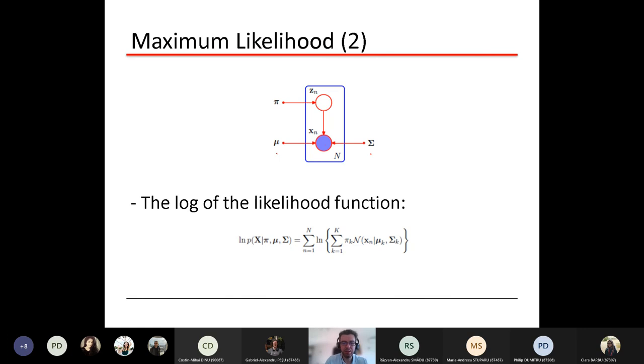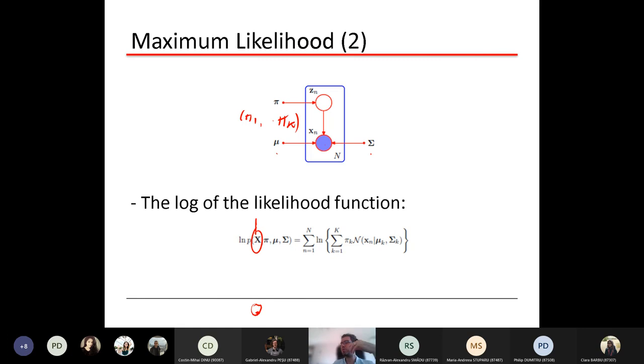Cool. So the log likelihood function now, for all the observations. X is the set of all the observations, and we compute the log likelihood of all the observations. P is the set of all the mixing coefficients, an array from p1 up to pk. Mu is an array, and sigma is an array of covariance matrices.